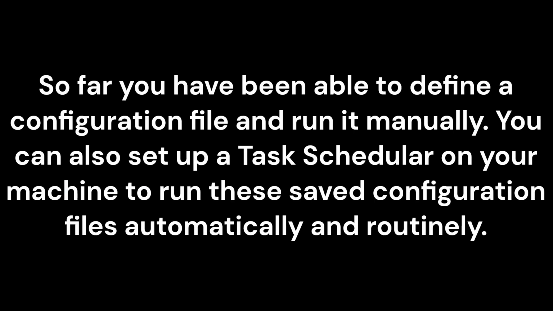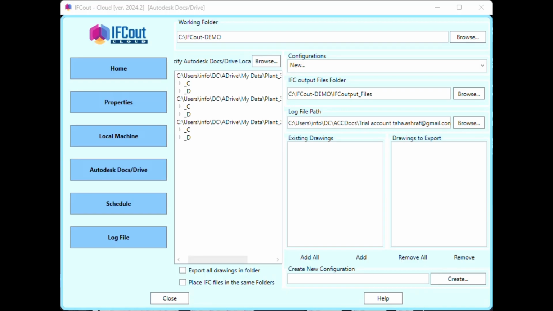So far you have been able to define a configuration file and run it manually. You can also set up a task scheduler on your machine to run these saved configuration files automatically and routinely. Click the Schedule button.